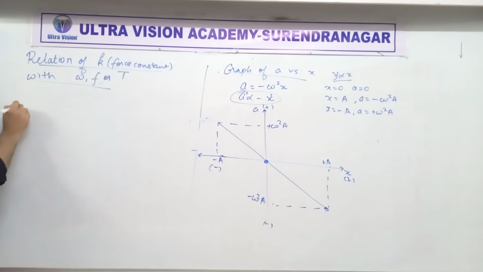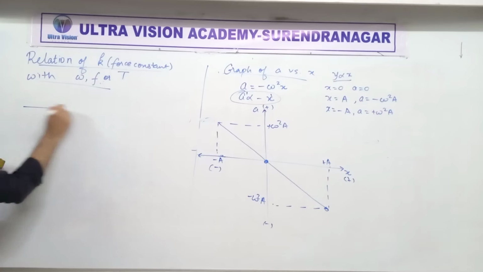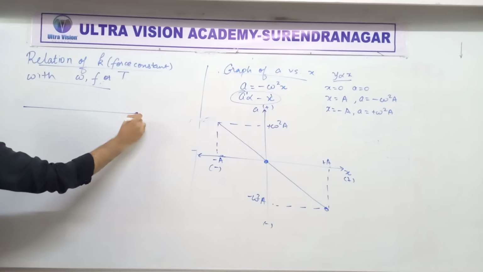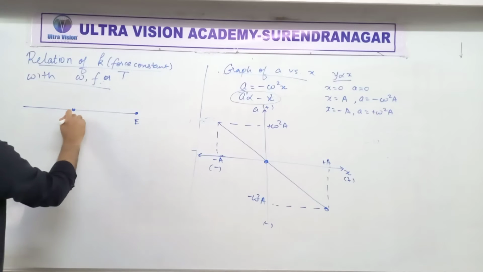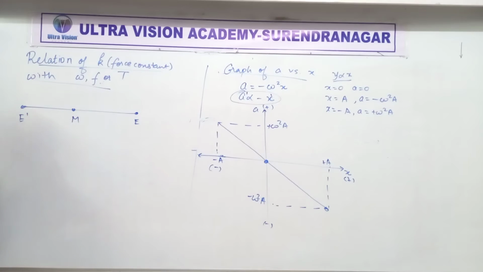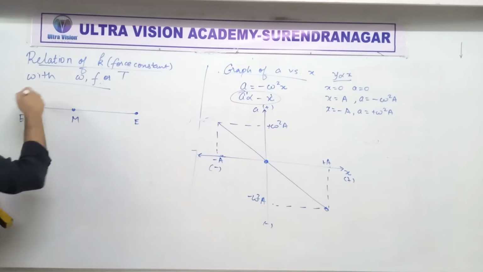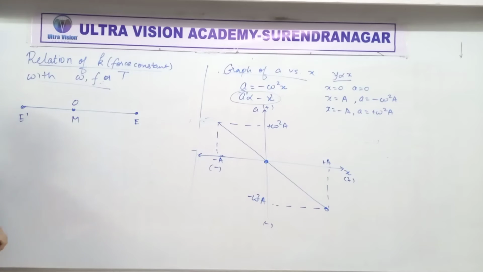Now, here, relation of force constant. Let's say that there is some particle which is doing SHM between E and E dash. So this thing has 0, plus m and minus m. And suppose the net external force on it is also called restoring force. Do you remember that? When a particle is doing SHM, the net external force is also called restoring force. Okay?